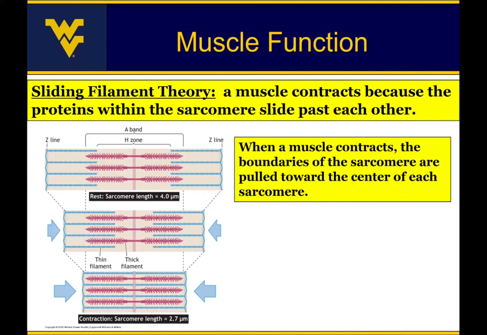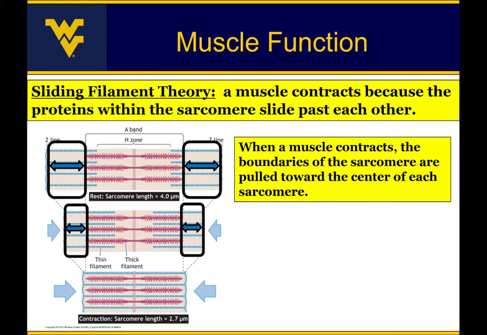When a muscle contracts, the boundaries of the sarcomere are pulled toward the center, and we can see at rest there is a lot of space in between the outermost boundary of the sarcomere and the outermost point of the myosin in the center, and this space is on both sides of the sarcomere. During muscle contraction, this space is progressively lost as the boundaries are pulled toward the center via the interactions of actin and myosin.